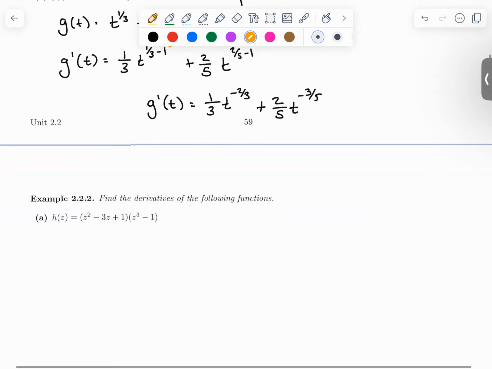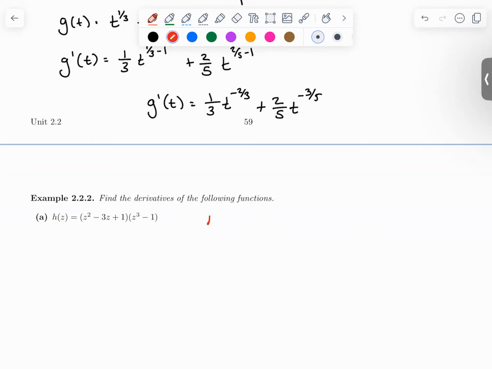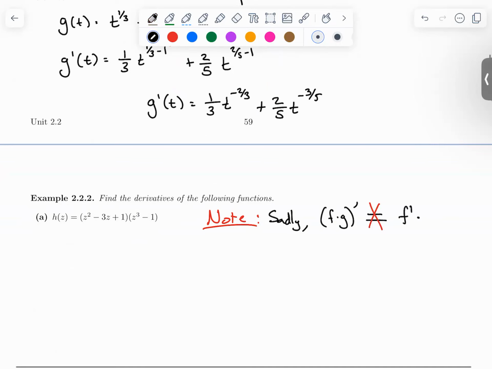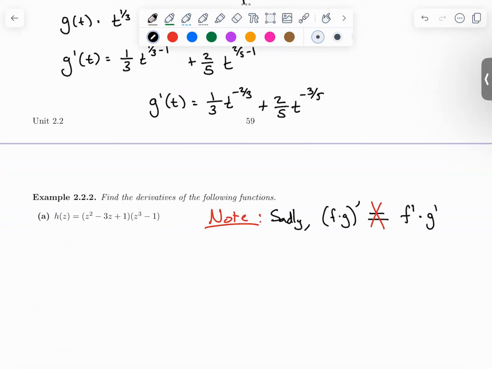So h of z is equal to z squared minus 3z plus 1 times z cubed minus 1. Note, sadly, d/dx, I'm going to use an abbreviation. I'm going to write that the derivative of f times g is not equal to f prime times g prime. Sadly, that's not true. Not like with limits.